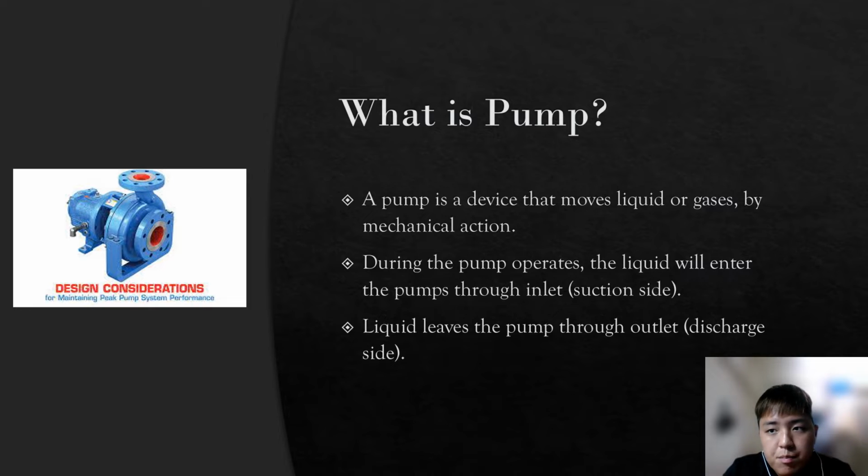First of all, a pump is a device that moves liquid or gases by mechanical actions. All pumps consist of three parts, which are inlet, outlet, and casing. During pump operation, the liquid will enter the pump through the inlet, which can be considered the suction side. At this time, the pressure of the liquid in the suction side is the lowest, whereas the liquid will leave the pump through the outlet, which can be defined as the discharge side. At this point, the pressure of the liquid is the highest.